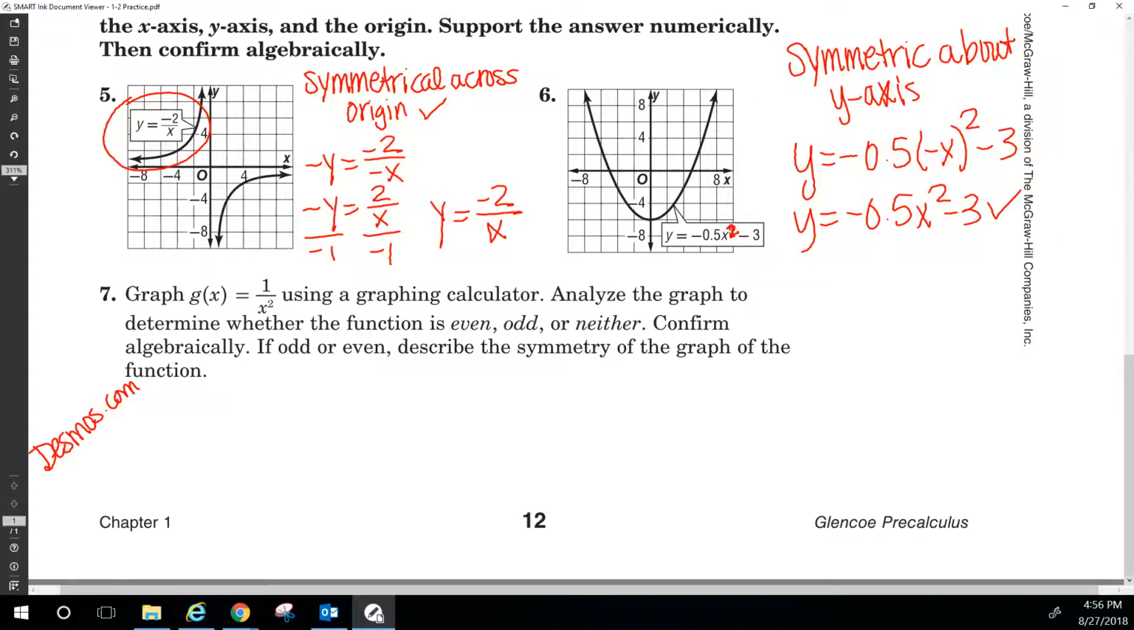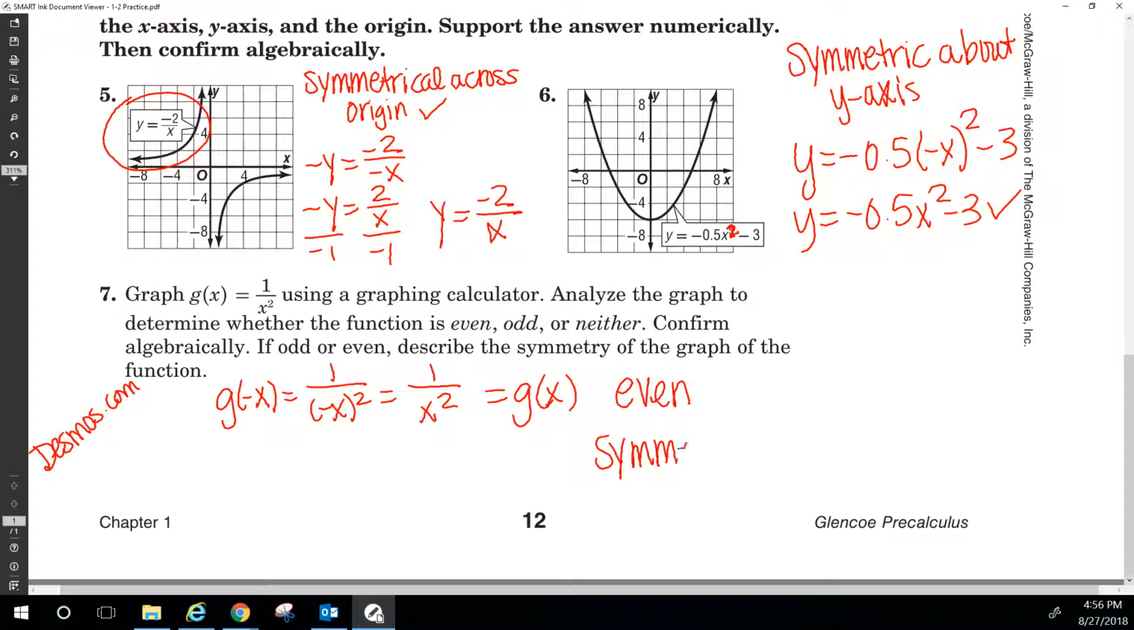All right, so our test for even or odd functions is plugging in negative x. So g of negative x would be 1 over negative x squared. Negative x squared is still x squared. So since g of negative x is equal to g of x, we have an even function, is what I'm trying to say, which means we're symmetric about the y-axis.